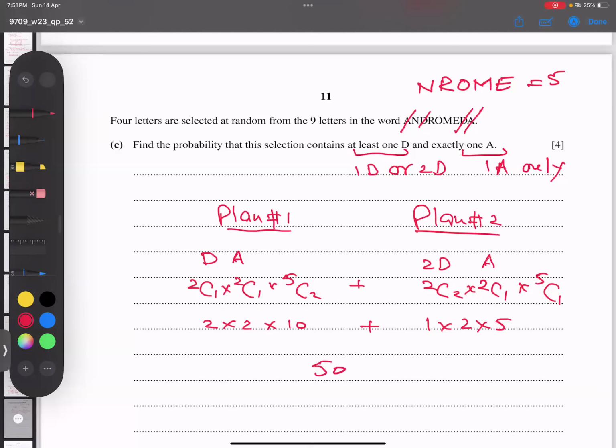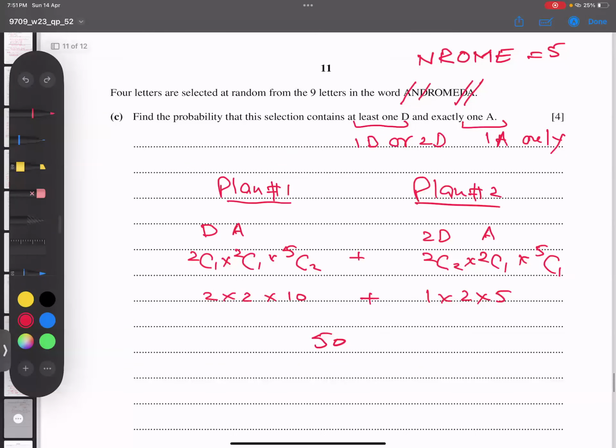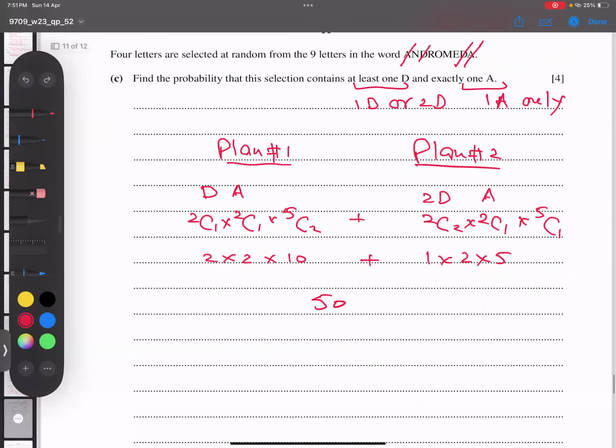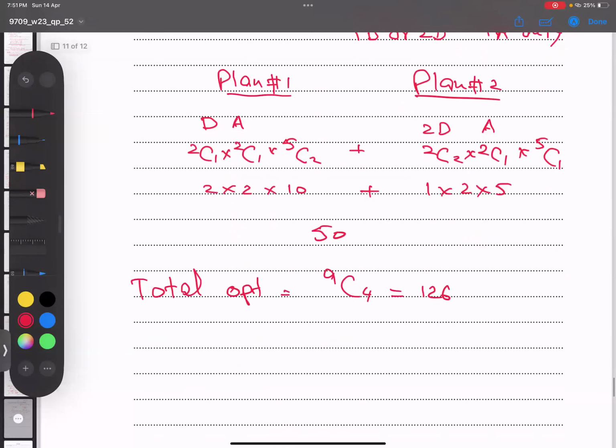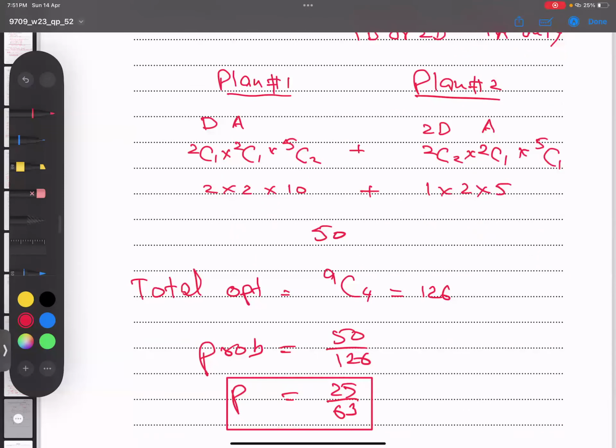But because he said we have to find the probability, students, what is the probability? If I talk about total options, how many are there? Total options, very simple, 9C4 giving us 126. So what is the probability, students? Probability is coming 50 out of 126. And if I type in the calculator, I'm getting 25 over 63. And I hope the concept is very, very clear.